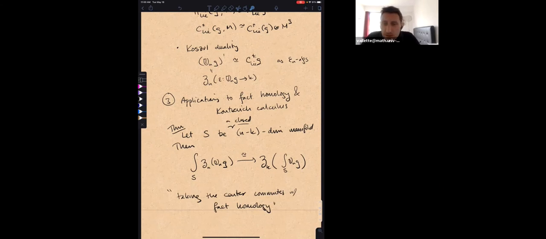Ima is asking on the chat, are you able to get some Tannaka-Krein results? No, we haven't tried to do that. I think that would be really, really interesting. That's a great question.